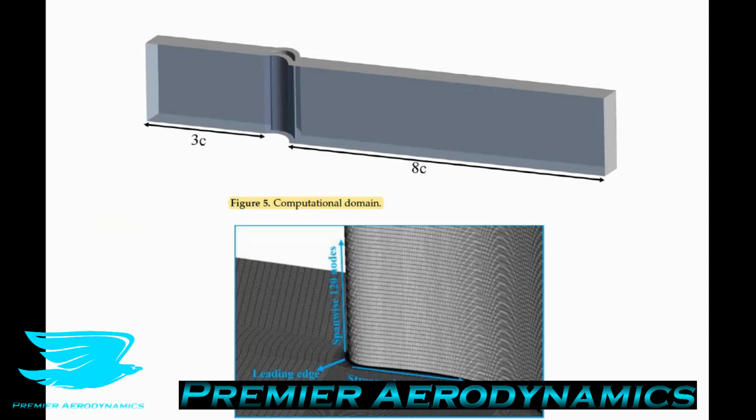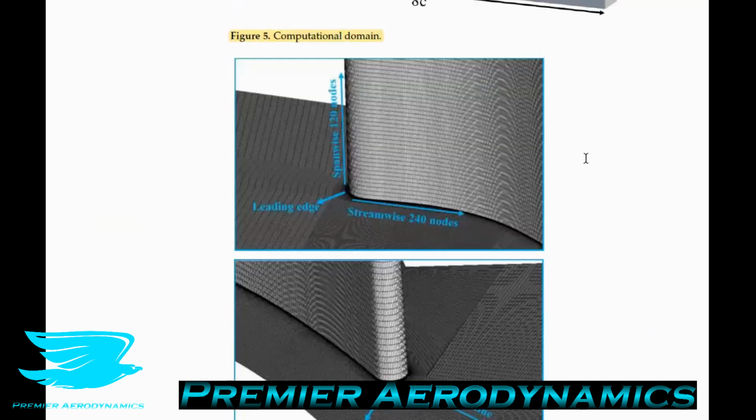So instead of modeling the entire cascade, so all 7 blades, they're only modeling one because of this prohibitive number of cells. So the geometry was effectively like a big rectangular box. The blade was 3 chords downstream from the inlet and 8 chords from the outlet. So it's a little bit restrictive, but still it's not too bad. Then in the span-wise direction, they had 120 nodes. In the stream-wise direction over the airfoil, they had 240 nodes. So it's a fairly well resolved airfoil.